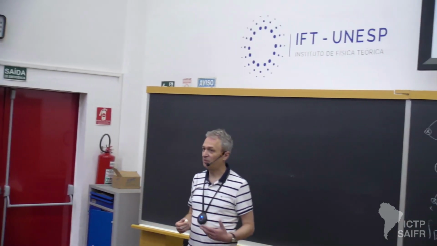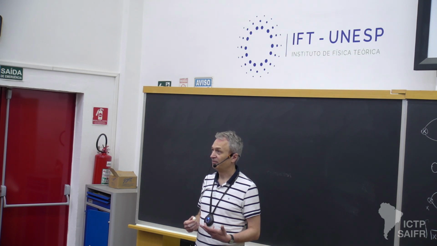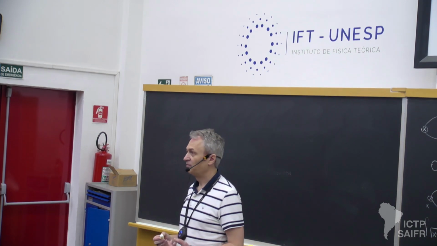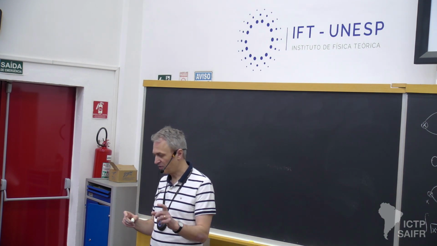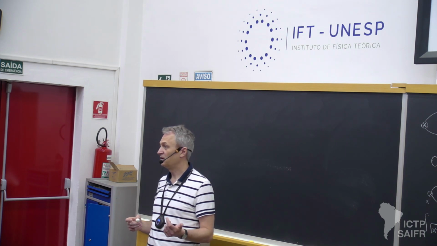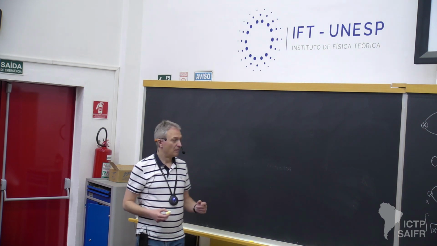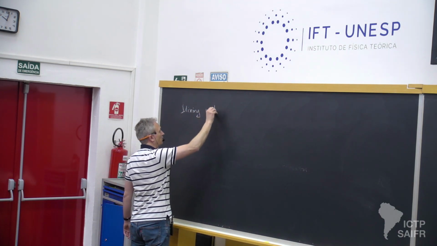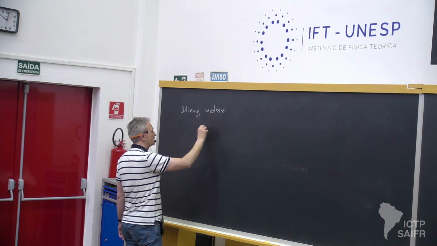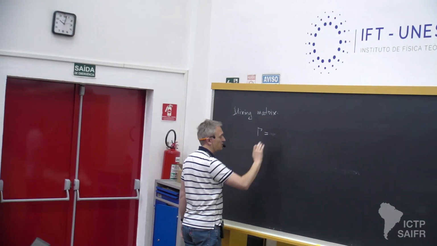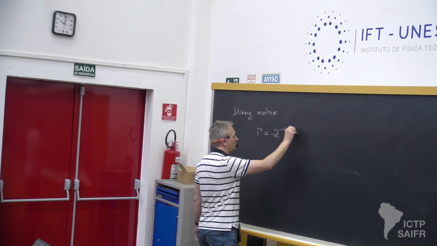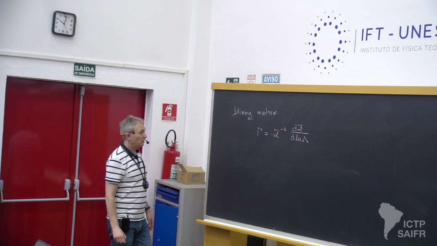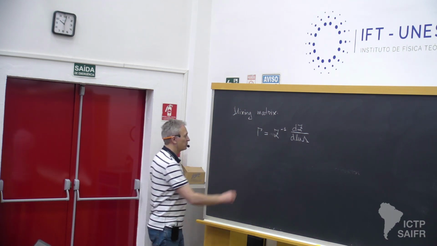Good question. It is, again, by planarity. One needs to draw diagrams to see this, but if you draw a diagram that mixes a single trace operator with a double trace operator, you'll see that it's suppressed by 1 over n as being non-planar. So then the mixing, one can define a mixing matrix, which is a logarithmic derivative of the Z factor. And so to get the anomalous dimensions, one would need to diagonalize it.